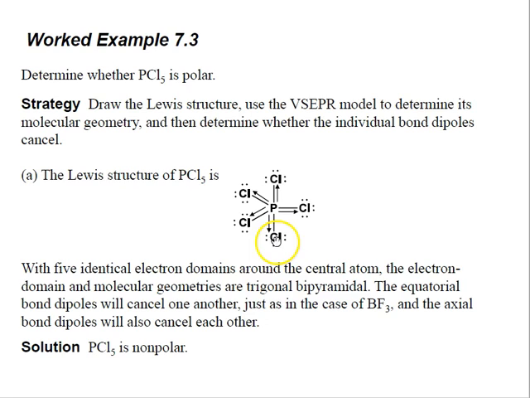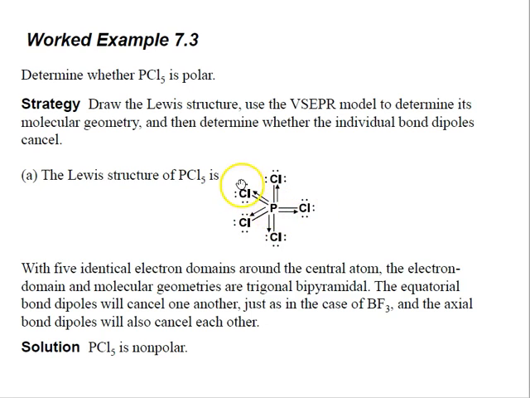And what they've already done in this picture is they've shown these arrows, which should be vectors. Usually you'll just draw a little perpendicular line right at the end of the arrow that specifies that the arrow goes in one direction. It'll be pointing towards the chlorine because we know chlorine to be more electronegative than the phosphorus. So with 5 identical electron domains around the central atom, the electron domain and molecular geometries are both trigonal bipyramidal. The equatorial bond dipoles cancel each other, which are these 3 here.